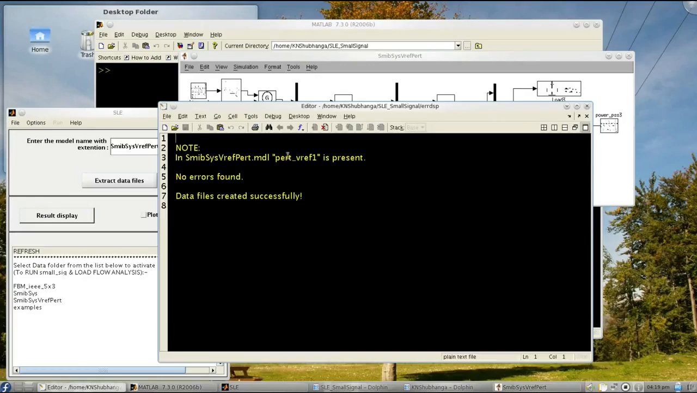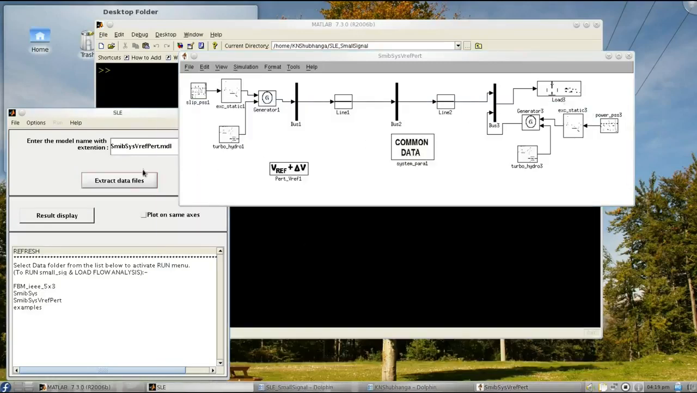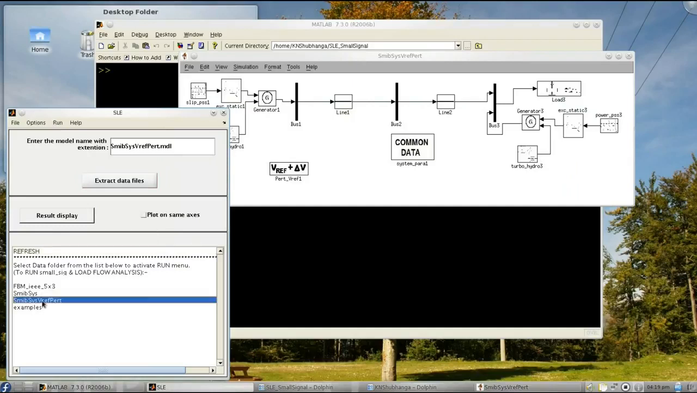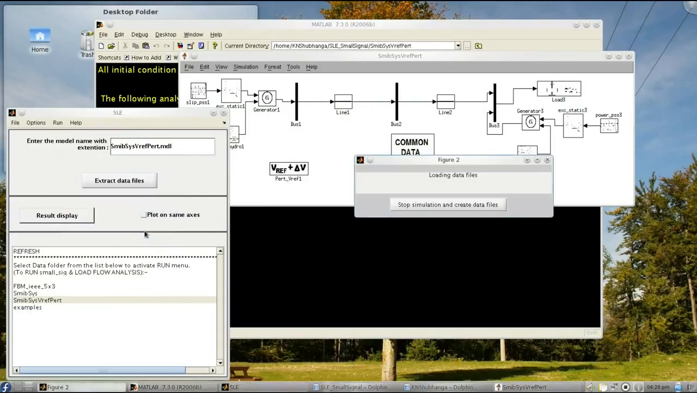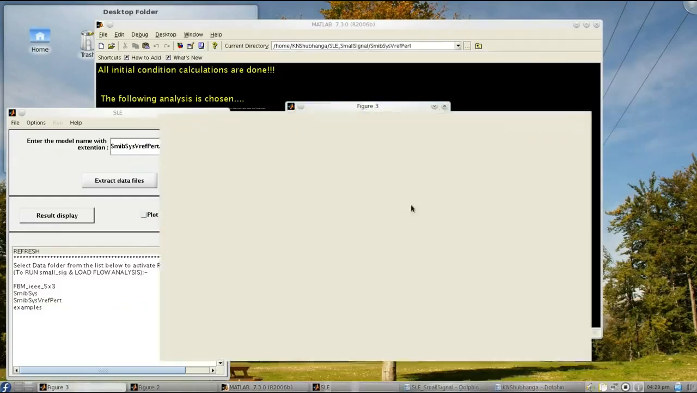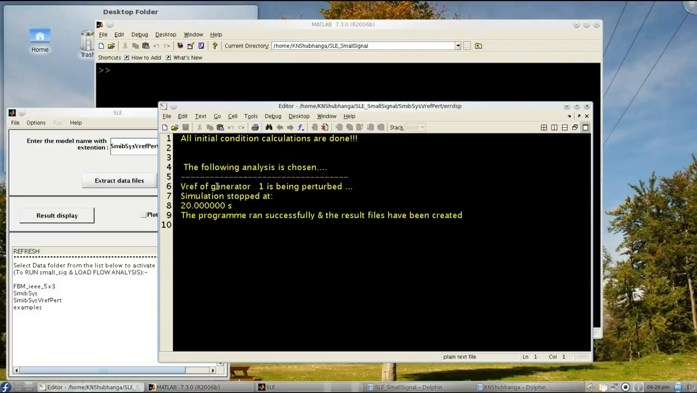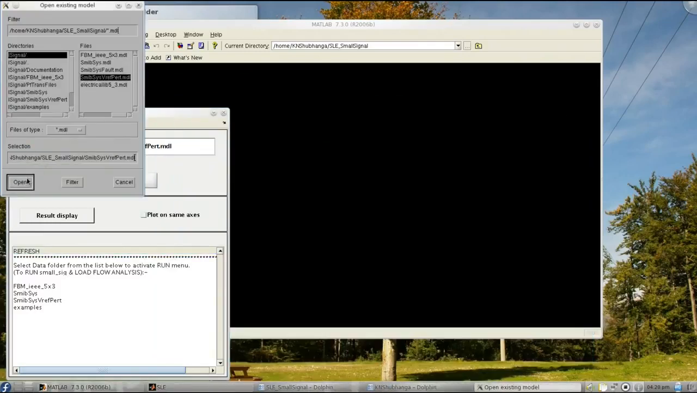So data file folder is updated. So selecting the folder and performing transient stability analysis for 20 seconds. So result files are generated. So let's observe the graphical trajectories for the system with a perturbation in the reference voltage of the generator.